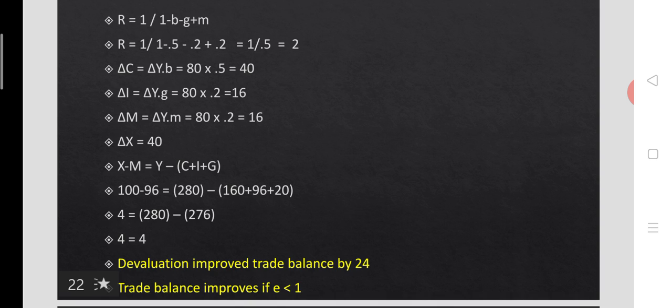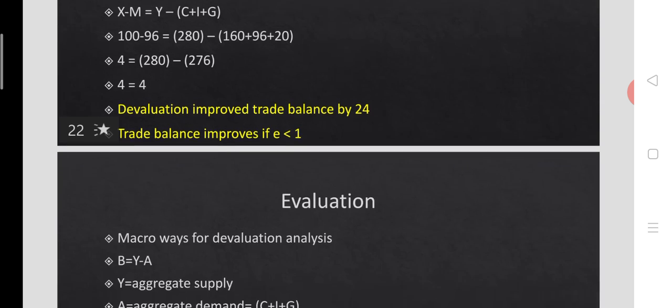So devaluation here has increased the trade balance, and the general rule here is when the marginal propensity to absorb is less than 1, devaluation will lead to improvement in the trade balance of the devaluing country.